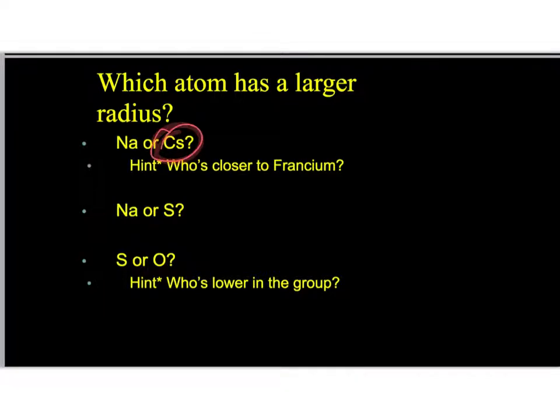The next one, we want to know if it's sodium or sulfur, right? And so we look at our periodic table. Sodium is going to be further to the left, so therefore sodium is going to have the larger atomic radius. And then we look at oxygen and sulfur. Oxygen's higher than sulfur. Remember, it increases down the group, and so therefore sulfur is going to have the larger atomic radius. So make sure you get those down in your notes.